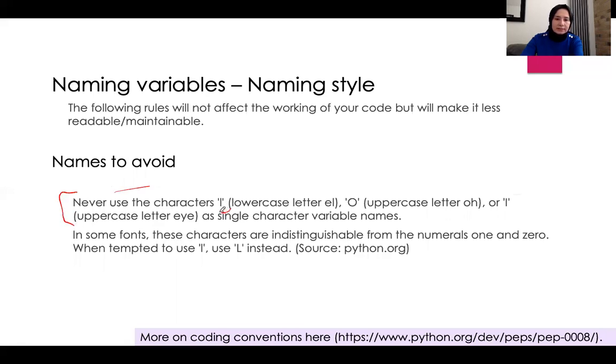Never use the lowercase letter L, or uppercase letter O, or uppercase letter I as single character variable names, because in some fonts, these characters are indistinguishable from the numerals 1 and 0. And when tempted to use L, use uppercase L instead. For more information on this kind of topic, you can look at this website here.